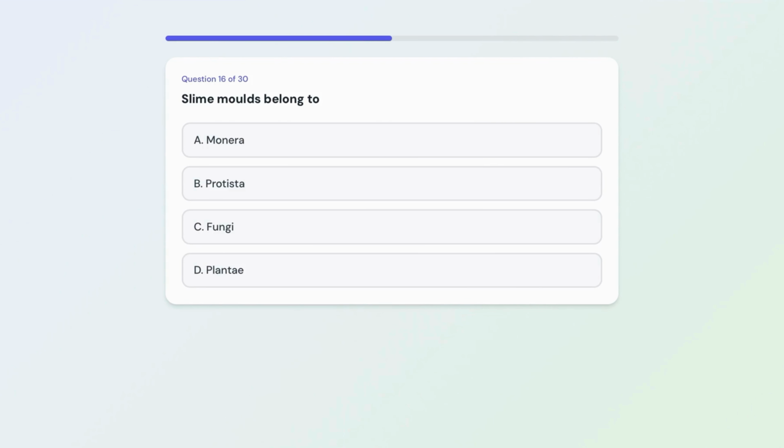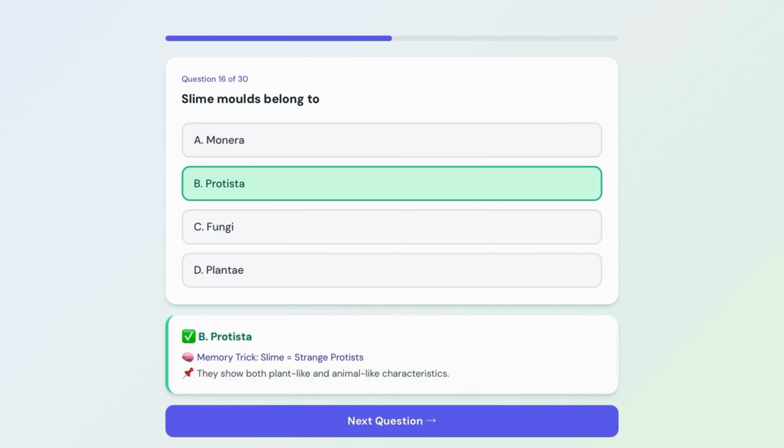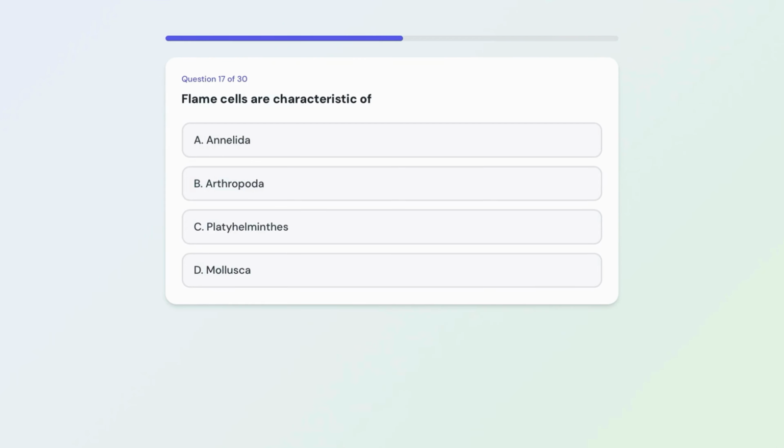Slime molds belong to Protista. Slime is equal to strange: it looks like a fungus but it's not a fungus, so it's kind of strange. Slime is equal to strange protist. They show both plant-like and animal-like characteristics.